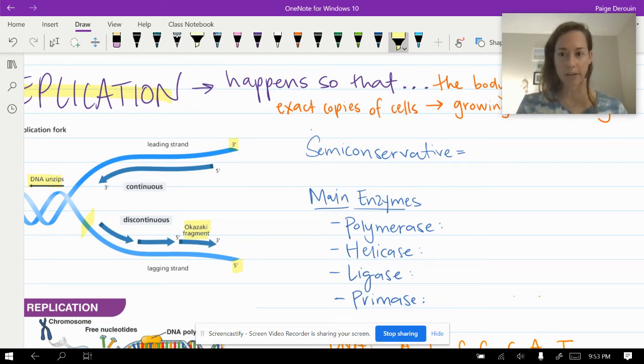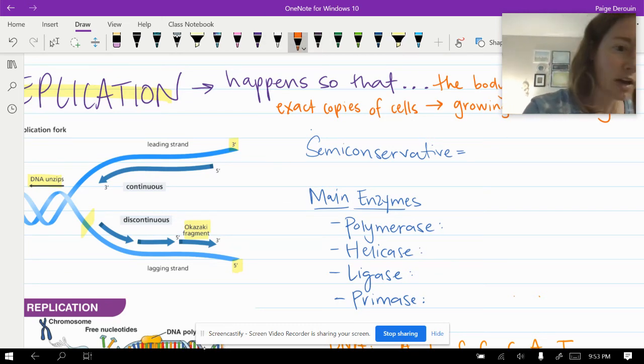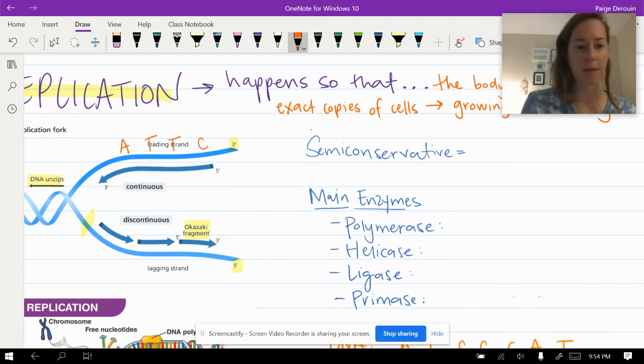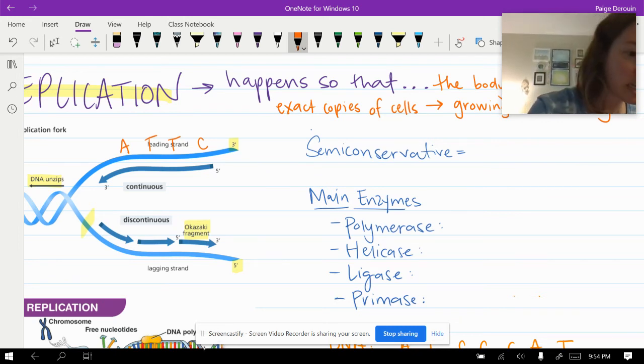At the end of replication, what you get is two exactly perfectly identical strands because on the top, let's say you had, I'm just going to do an example. Let's say that on the top you had A, T, T, C. That means originally it was paired to the other light blue line. So remember, A goes with T, so this would have been T, this would have been A, this would have been A, this would have been G.